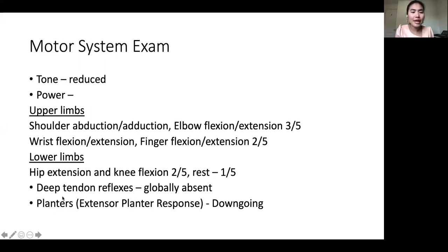So when we do motor system examination, everything is reduced. Tone is reduced, deep tendon reflexes are globally absent, plantars were downgoing, and he had significant weakness in his lower limbs, worst distally, slightly better proximally. In upper limbs, again, he has more severe distal weakness: finger flexion, extension, wrist flexion, wrist extension. They were also weak in shoulder abduction, adduction, elbow flexion, extension. In lower limbs, the weakness is more severe.